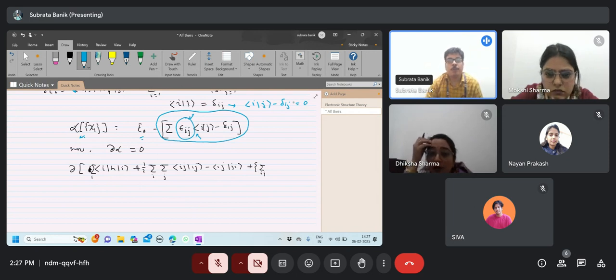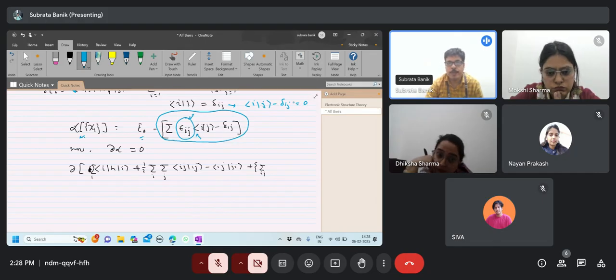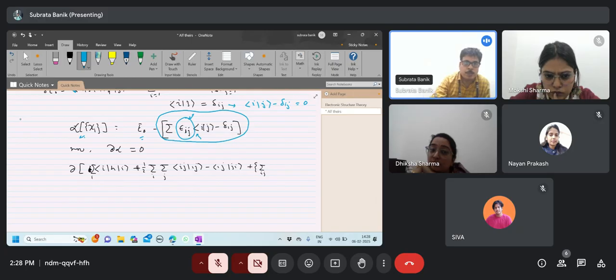Now we put this condition such that chi i and chi j are independent. Whatever dependence there is, they are orthogonal to each other. This is the condition: integral of ij minus delta ij equal to zero. The problem was we can't find the minimum of E0 with respect to chi i and chi j separately. When you minimize, what are you supposed to do?